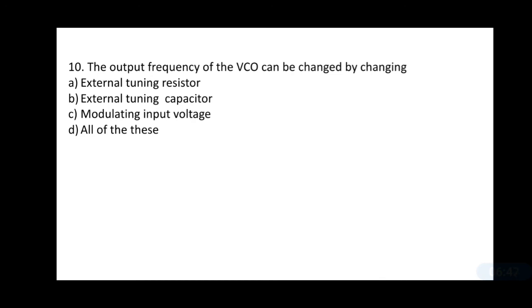In PLL, the VCO, voltage controlled oscillator, can be changed by the external tuning resistor, tuning capacitor and modulating input voltage. To change the VCO output, the external resistor and capacitor values are changed, changing the output frequency of the VCO. The correct option is D, all of these.